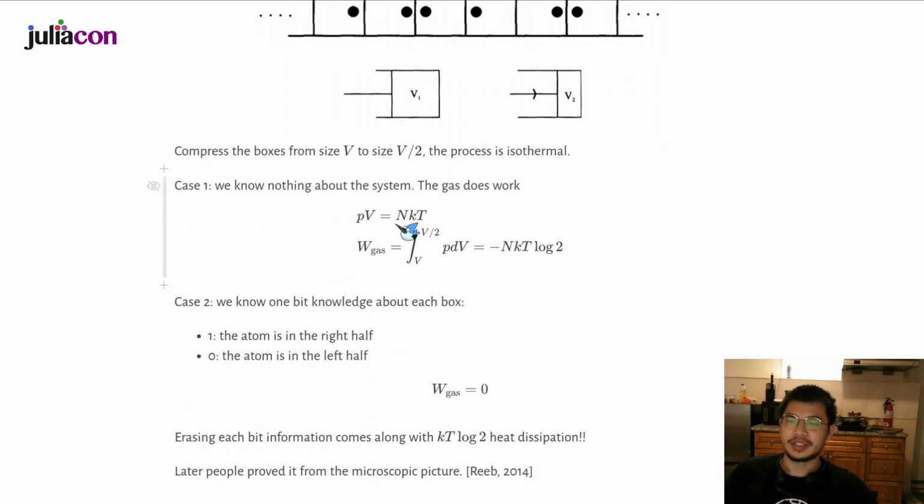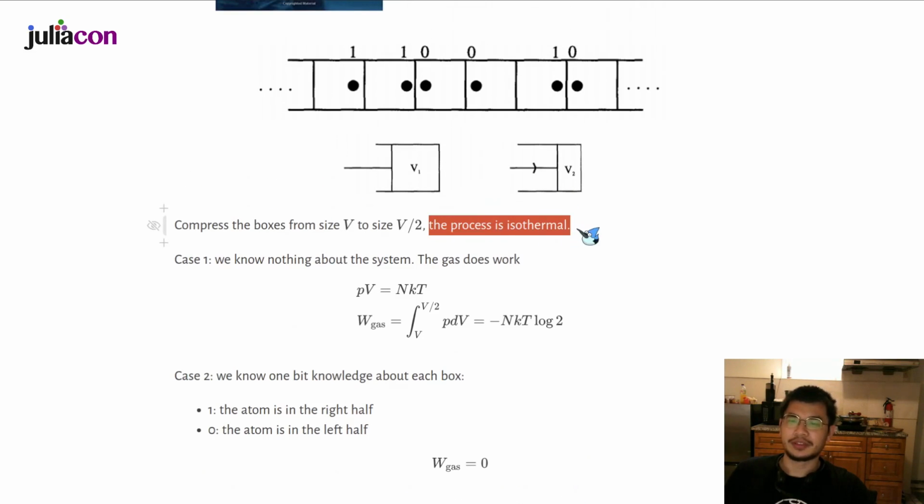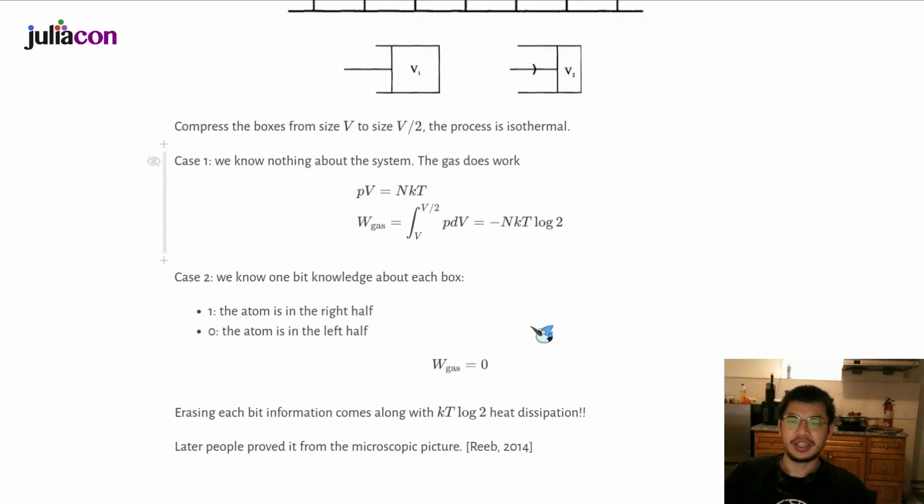In the first case, we consider we know nothing about the position of the atoms. So the system can be viewed as an ideal gas. We compress it to half of its size. We need to do work because our piston hits the particle and accelerates it. However, the particle energy stays unchanged because we further assume this process is isothermal. So this part of the energy is dissipated to the heat bath.